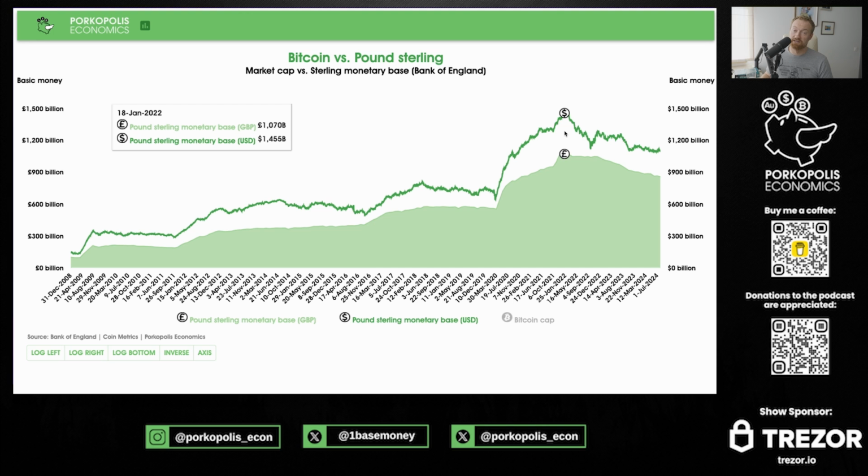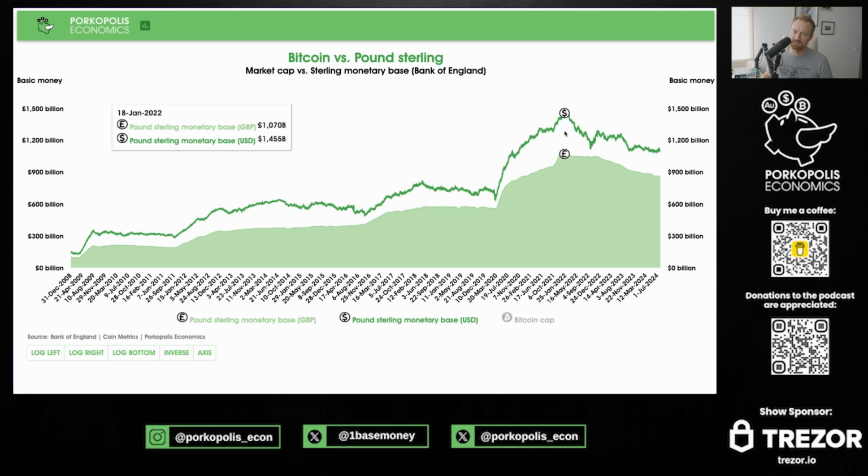The US indeed printed a lot of money, even more money respectively than the Brits. So that £1 trillion sterling equated to about $1.5 trillion if you looked at it in dollar terms. And then you see the normalization here, even with some exchange rate fluctuations.